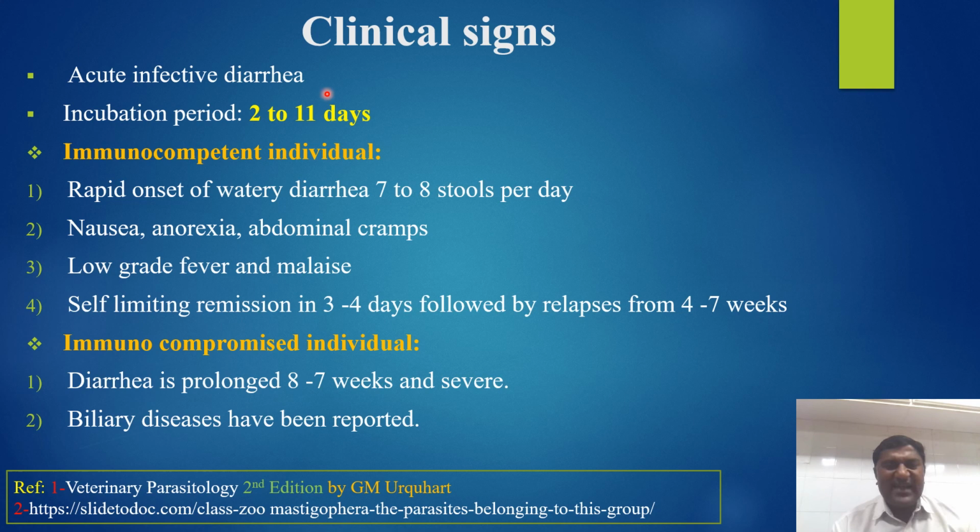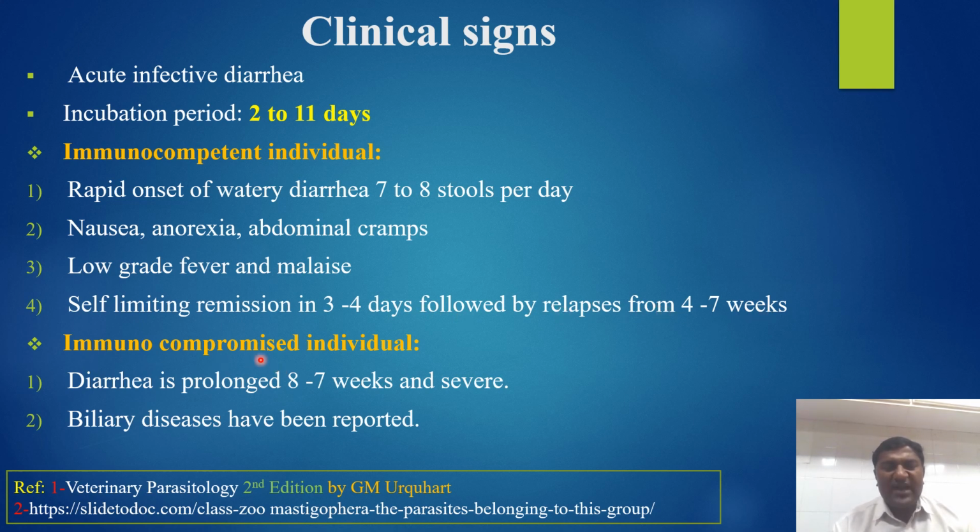So the clinical sign is acute infective diarrhea. The incubation period is 2 to 11 days. There are two main categories. One is immunocompetent individuals, with rapid onset of watery diarrhea, 7 to 8 stools per day, nausea, anorexia, abdominal cramps, low-grade fever and malaise, and self-limiting remission in 3 to 4 days, followed by relapse from 4 to 7 weeks.